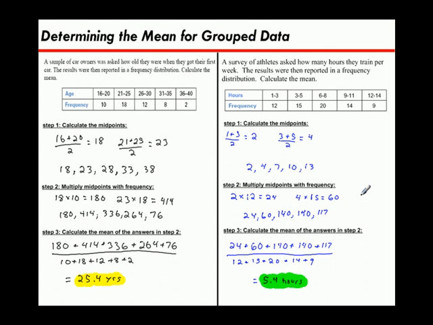Well, if everything went smoothly for you, you should have found the results of this survey. On average, athletes train 5.4 hours in a week. And we found that by first calculating our midpoints in step 1. Then we multiplied the midpoints by their frequencies in step 2. Then we used the answers from step 2 for the top of the equation, and we divided it by the total number of athletes that were surveyed. And we found 5.4 hours was the mean.